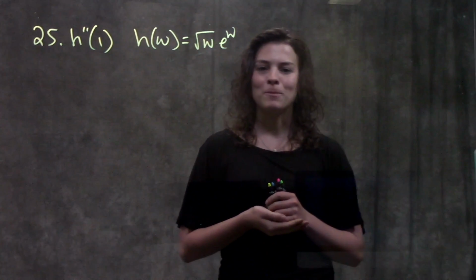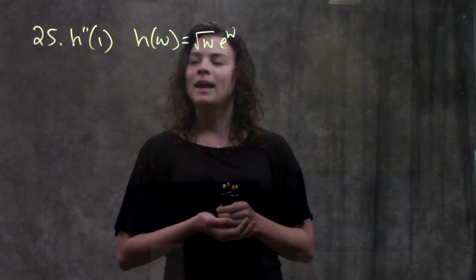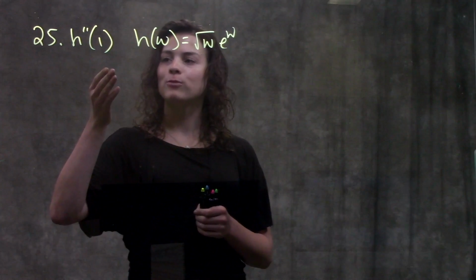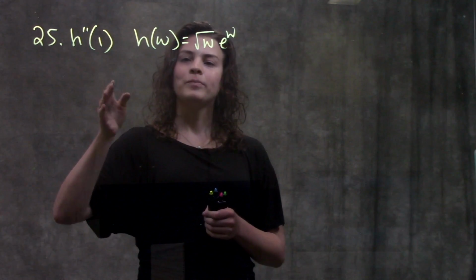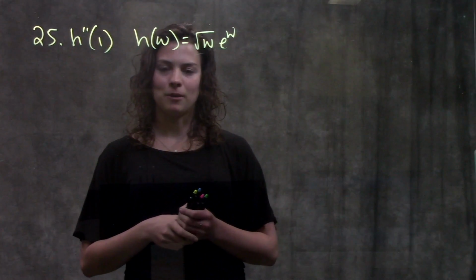So let's get through this example problem. This is number 25 in your book. It's asking for h double prime of 1, or the second derivative of the function when w equals 1, and it gives us this function here, h of w.